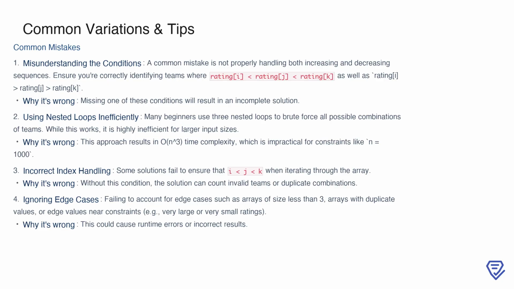Another frequent issue is incorrect index handling. Remember, the indices must follow the condition i < j < k. Failing to enforce this ordering can lead to invalid teams or duplicate combinations being counted.